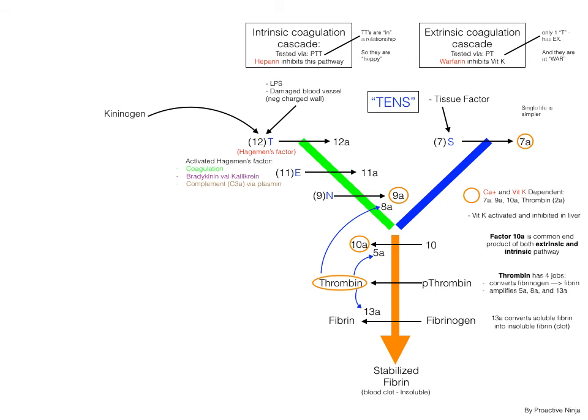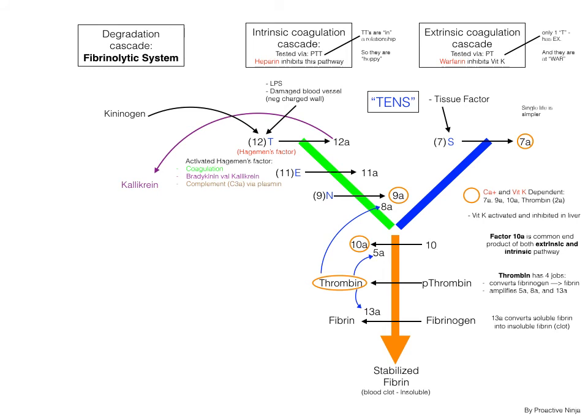Now next we're going to talk about the degradation cascade, the fibrinolytic system, and this occurs almost right away. The moment Hageman's factor gets activated, it produces kallikrein. 12A produces kallikrein, and together with kininogen, they form bradykinin. We know bradykinin has multiple functions, including vasodilation, increasing permeability, as well as causing pain. And it's the vasodilation aspect that is the anticoagulatory factor because it can speed up blood flow.